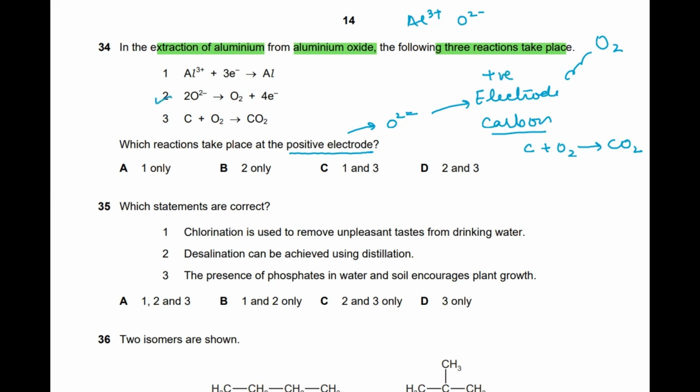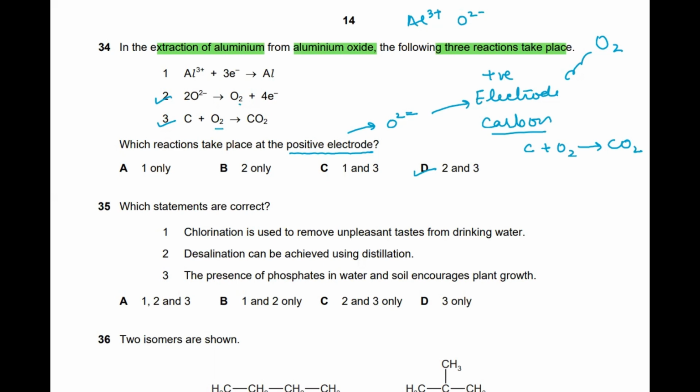Number 1, the oxide will be giving you oxygen. Number 2, the oxygen which is being liberated combines with the carbon electrode and forms carbon dioxide through a side reaction. So 2 and 3 are correct. So we have option D correct for question number 34. Then we have the next one.